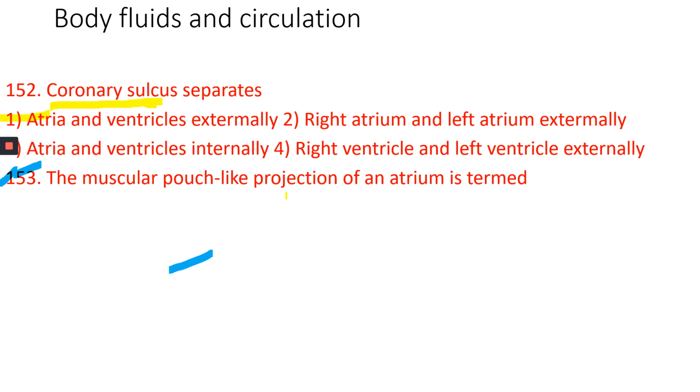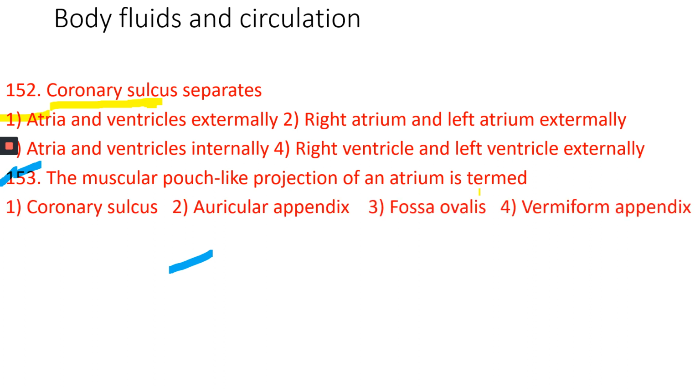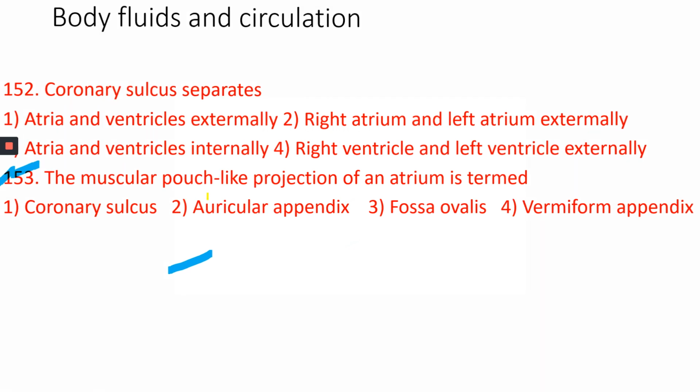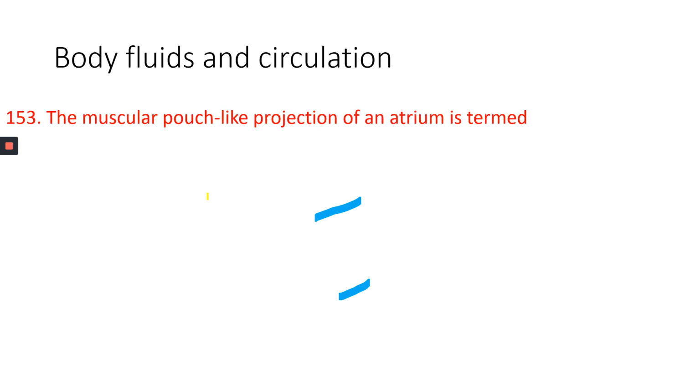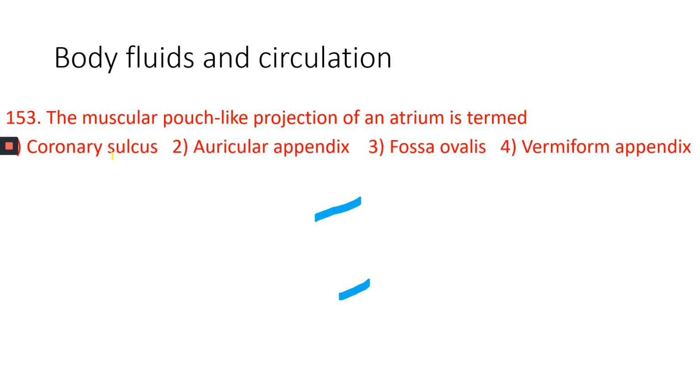A muscular pouch-like projection of an atrium is termed as auricular appendix. Next one, 153. The same bit is repeated here, that is auricular appendix.